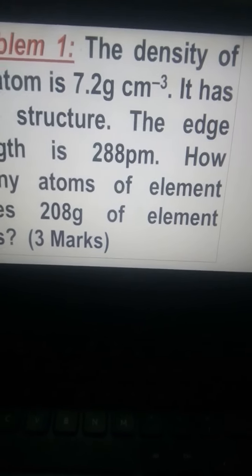So again we will see. So this was the problem. The density of an atom is 7.2 gram per centimeter cube. It has BCC structure. The edge length is 288 picometer. How many atoms of element does 208 gram of element have? So now you see the solution here.